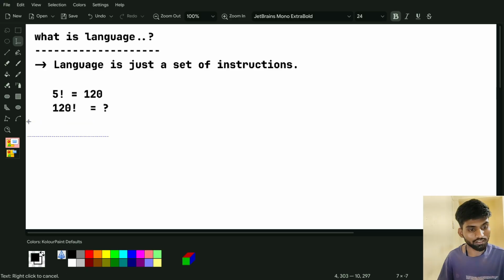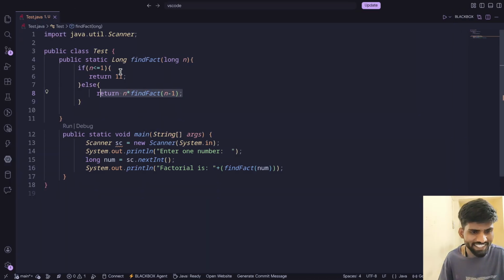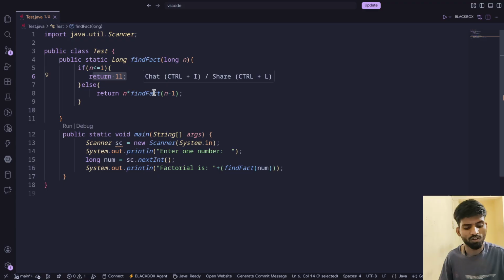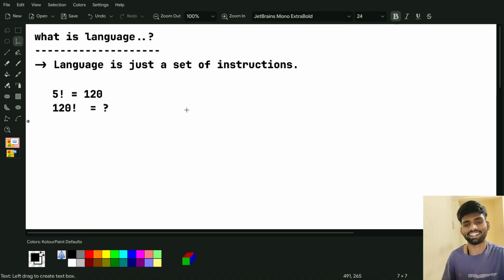I think you understood. First of all, what is a language? A language is just a set of instructions. Like, what is a set of instructions? Can I say it is one instruction? Or if you are going with native languages like English or Hindi or Marathi, there are some grammatical rules, some instructions available, some sets of sentences also available. That is called a language.